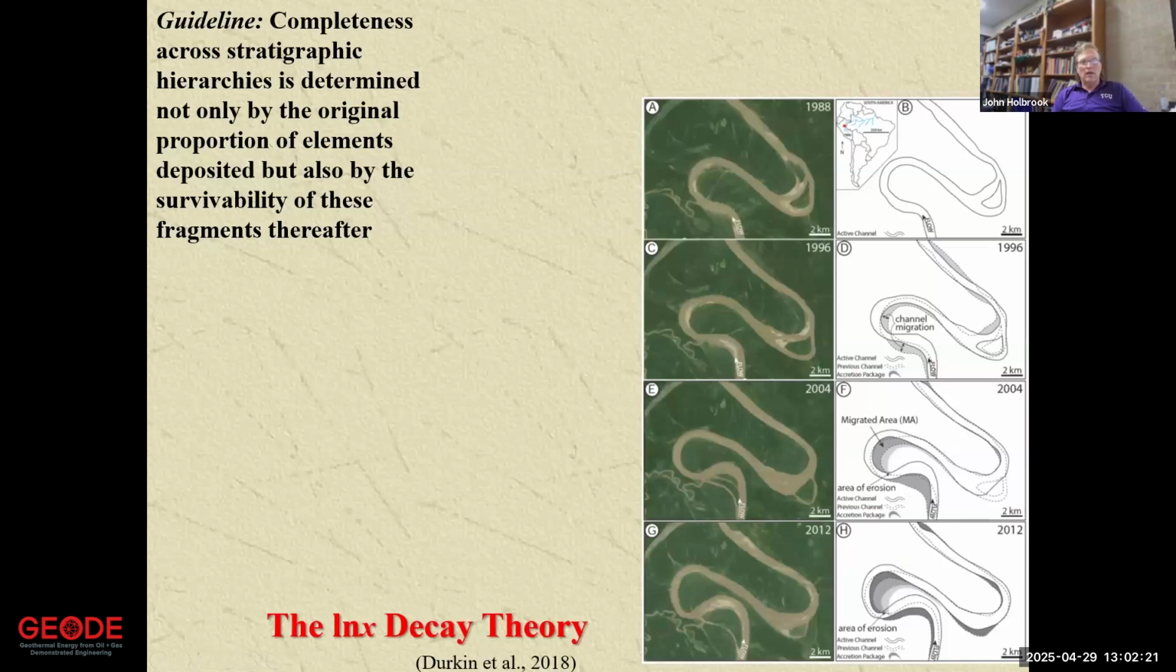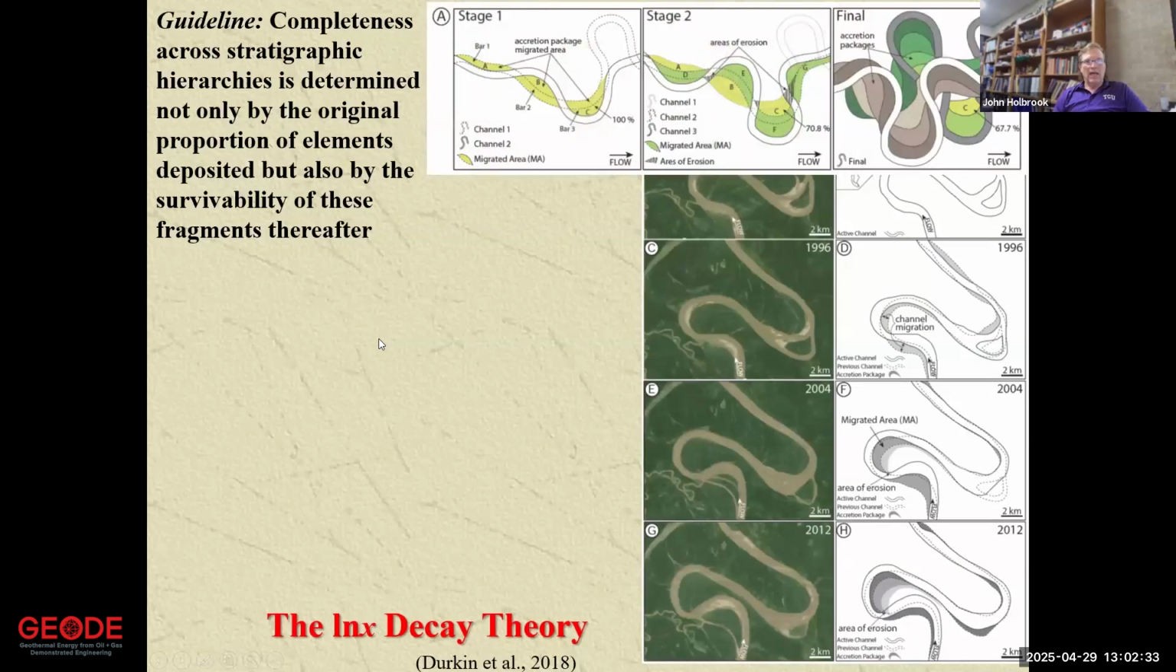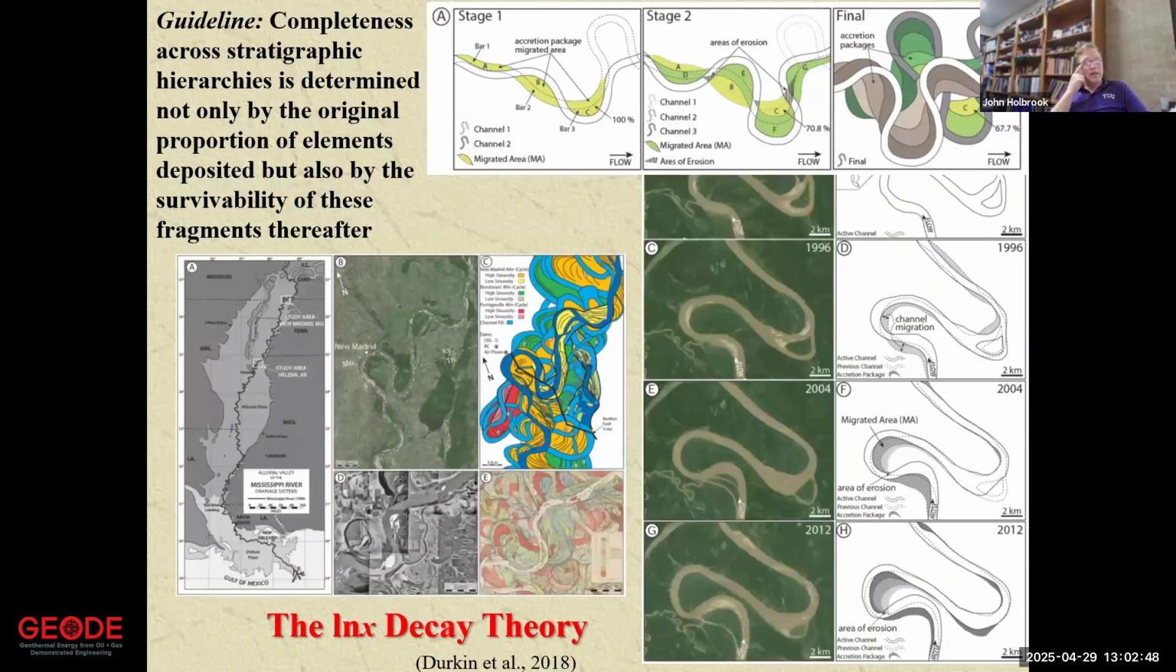So this is a story that Paul Durkin did. He looked at meandering rivers and started looking at the individual pieces, and he looked at different scales. He started breaking it up into depositional pieces and said, what are the odds you're going to preserve any given piece? Rivers are great for this because you can actually see this happening in real time. Next slide. And what he determined is simple. When you looked at pieces of bars, and whole channel belts.